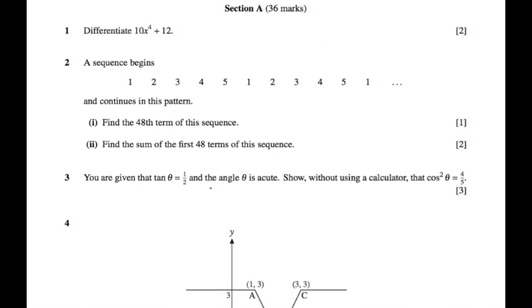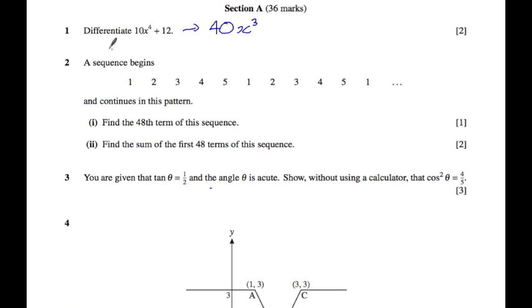To start, there's our usual bog standard differentiation and integration. Here they want us to differentiate, so we've just got to remember to times by the old power and take away 1. So 10 times 4 is 40x cubed, and then the 12 disappears. So we just want 40x cubed for that.